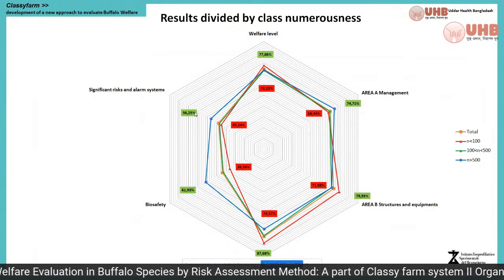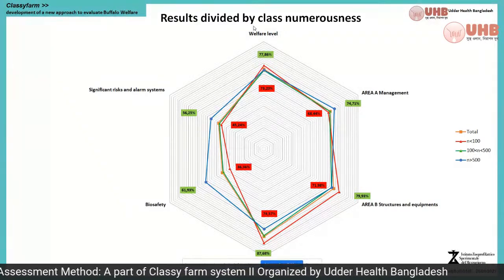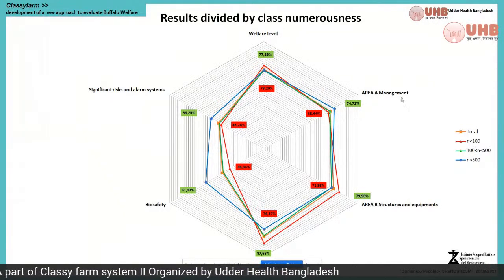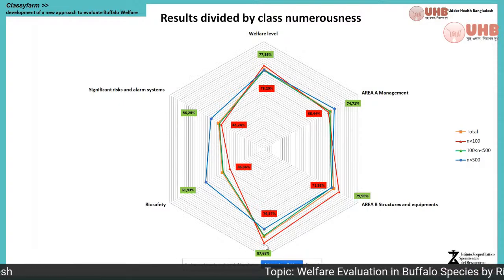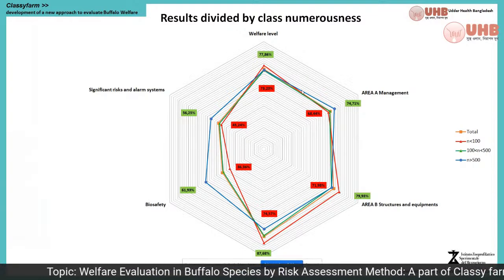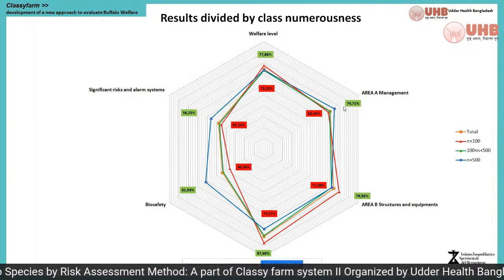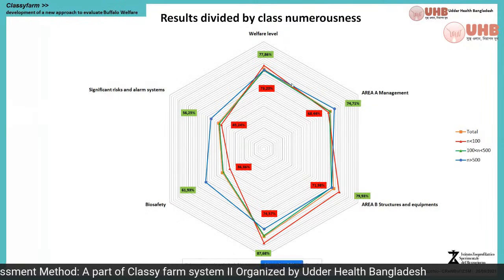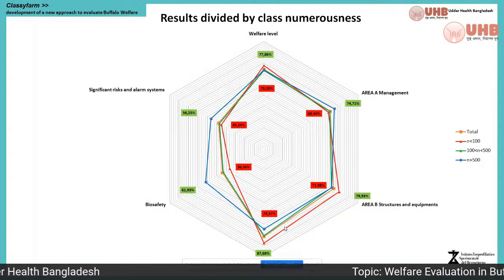In this graph, we see the results obtained in different classes of farm for the total welfare level, management, structure and equipment, and animal-based measures. We divided the evaluation between the sizes of the farm. Farms with less than 100 heads, in red. Farms with dimension between 100 and 500 heads. And farms with more than 500 heads, in blue.